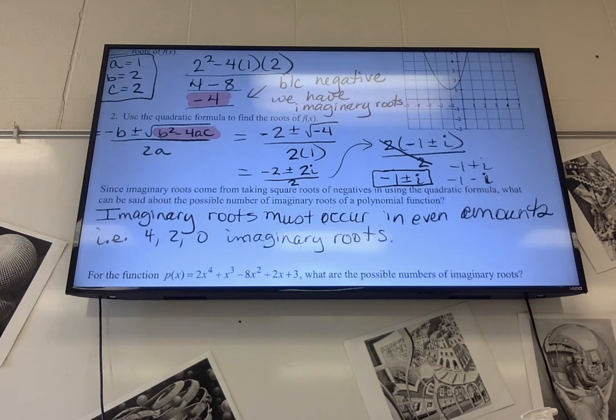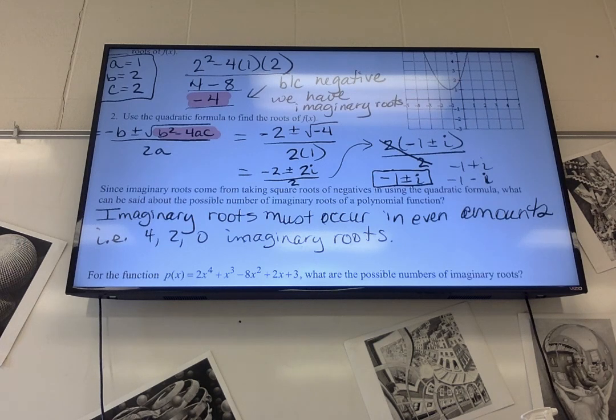Now, that wasn't true about the positive and negative. They just had to be 2 apart. So you could have 5 negative zeros or 5 positive zeros. It was just 5 or 3 or 1 that had to be 2 apart. But with imaginary numbers, they have to be in groups of 2. So they have to be even. 0, 2, 4, 6, 8. They have to come like that because they come from the quadratic formula. And that plus or minus means it has to be that way.